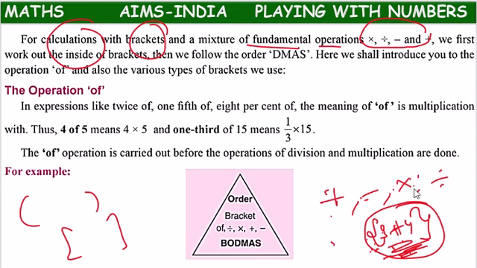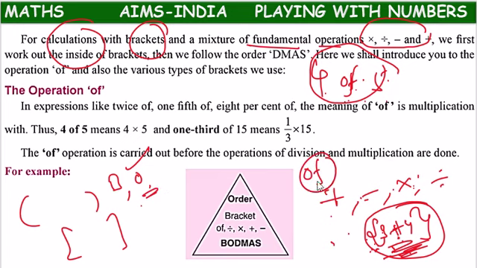Not only brackets, we have an operation like 'of', for example 4 of 5. Sometimes in mathematical problems we come across situations like this, 4 of 5. Along with the bracket, if you have 'of' also, then after the brackets we have to perform that 'of' operation. Here, 'of' is also one kind of mathematical operation. We know about plus, minus, into, division. These are four mathematical operations. Along with that, we have brackets and we have 'of'.